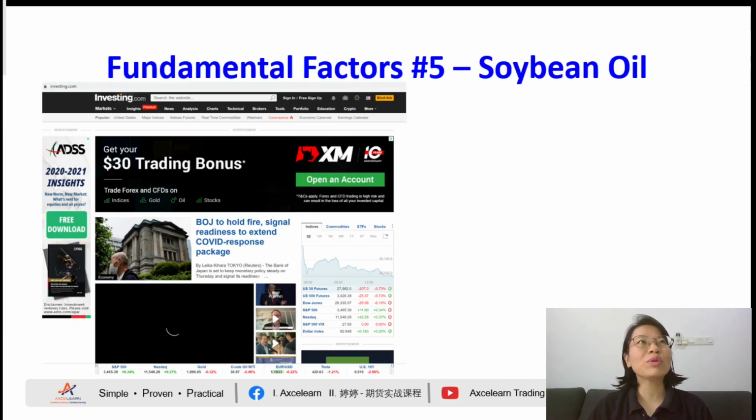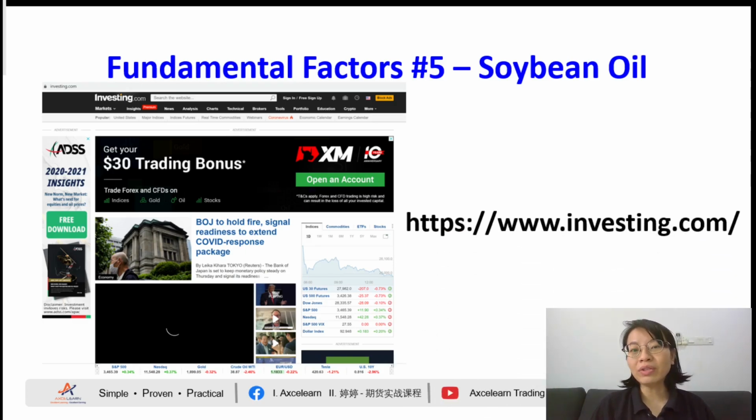Now, the fifth fundamental factor will be your soybean oil. As I mentioned to you, soybean oil is like a replacement, what we call a competitor as well. The best oil to replace crude palm oil. But some of the usage you might not be able to replace. But what I mean is, really, one day if we do not have crude palm oil, soybean oil will be the nearest replacement. So when it comes to soybean oil, where can you get the information?